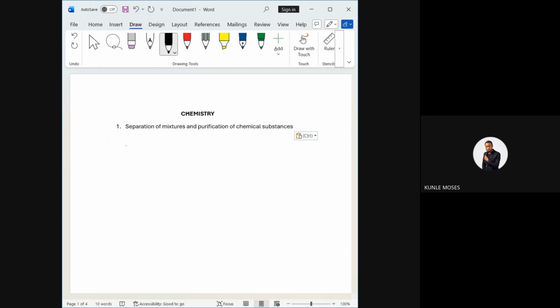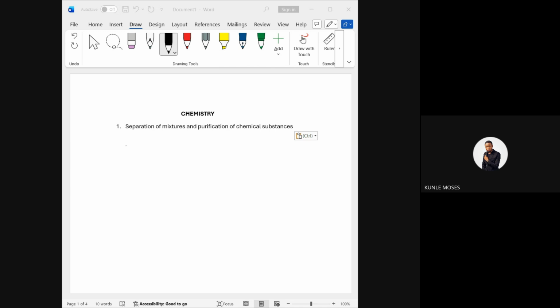You should understand what purification means. It was taken from the word purify. That is the verb form of purify. Purify simply means you are trying to remove impurities from a substance. You are trying to make it very clean.